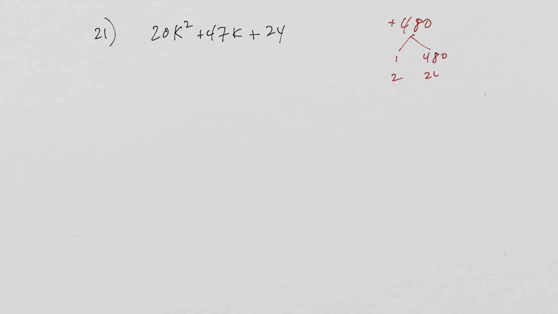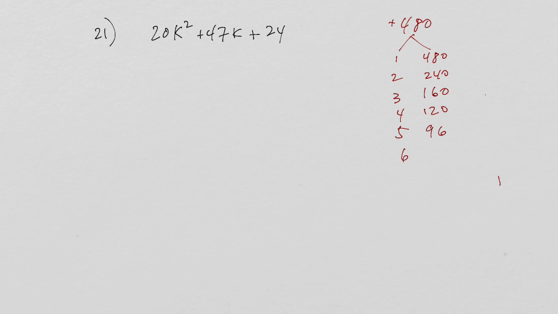Okay, number 21 says 20k squared plus 47k plus 24. If I multiply my two outer numbers together, I get 480. It's a positive. So I'm looking for two positive factors that add up to 47. And you can start listing these out. You can just use a calculator to get these.